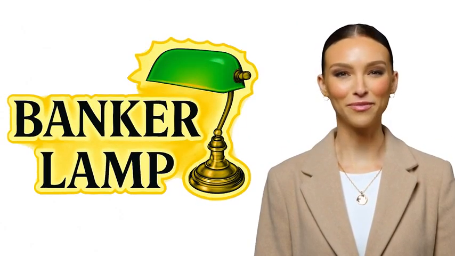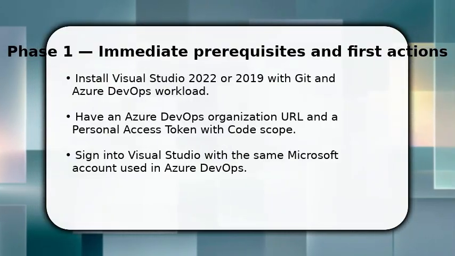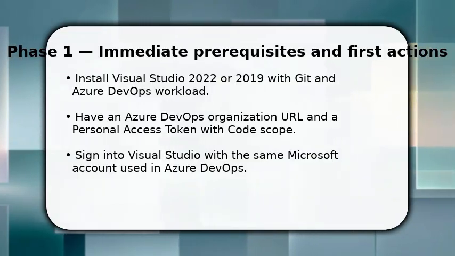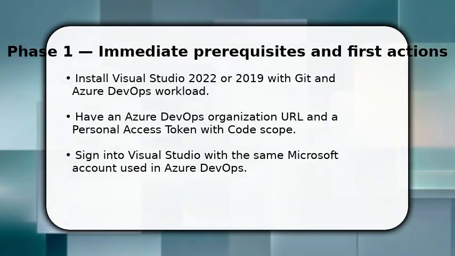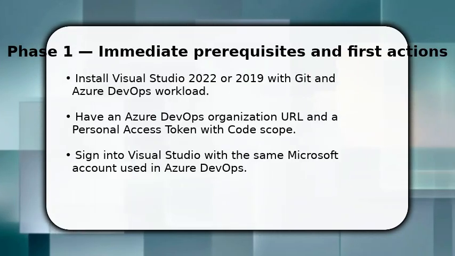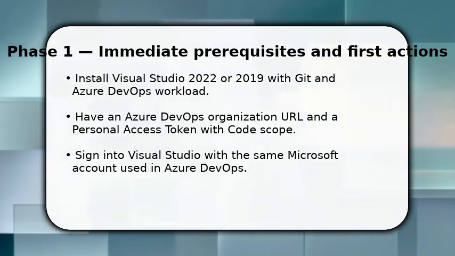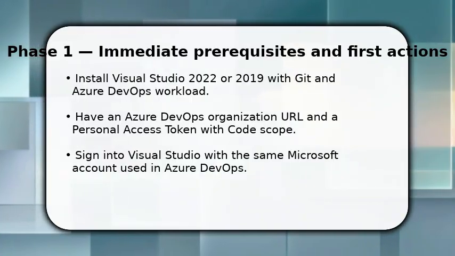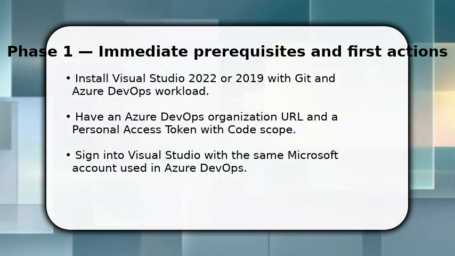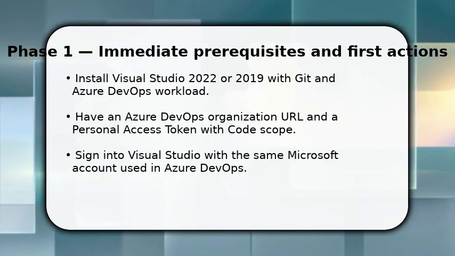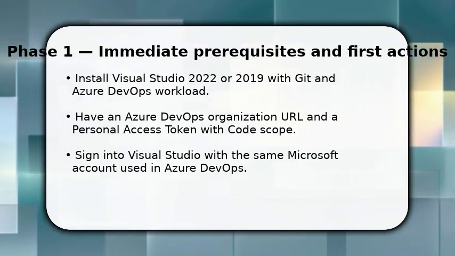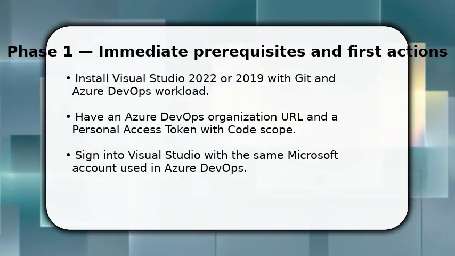Please enjoy the video. You start by confirming prerequisites and signing in. Install Visual Studio with the Git and Azure DevOps components and generate a personal access token in Azure DevOps with Code scope. Once done, sign into Visual Studio with the same Microsoft account you used to create the Azure DevOps organization, so credentials match. This prevents permission mismatches.